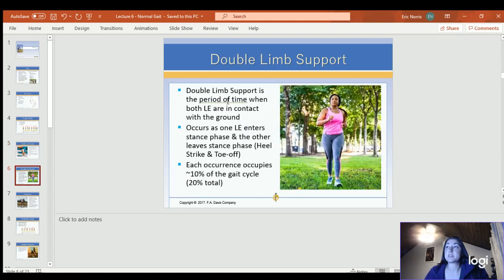Double limb support is the period where both legs are in contact with the ground. So it happens the moment one heel strikes the ground until the moment the other foot is off the ground, until toe off. So once your foot is in contact with the ground until the other foot leaves the ground, that is double limb support. It's only about 10% of the gait cycle on each step. So you add those together and that's about 20% of your total gait cycle.